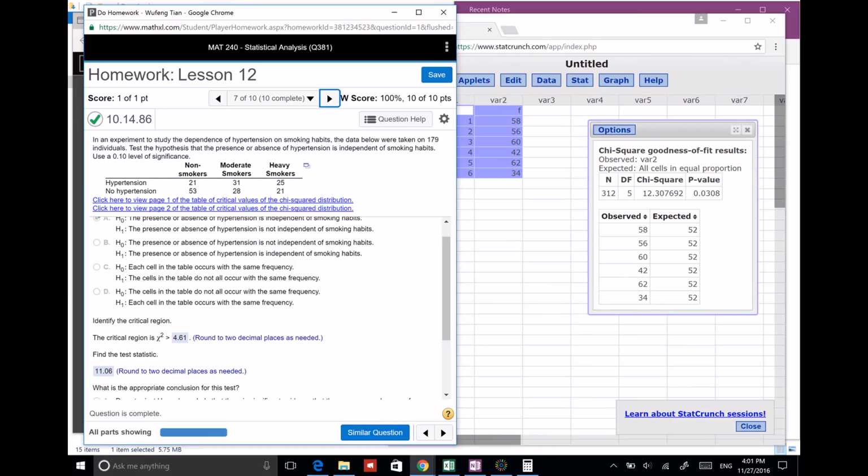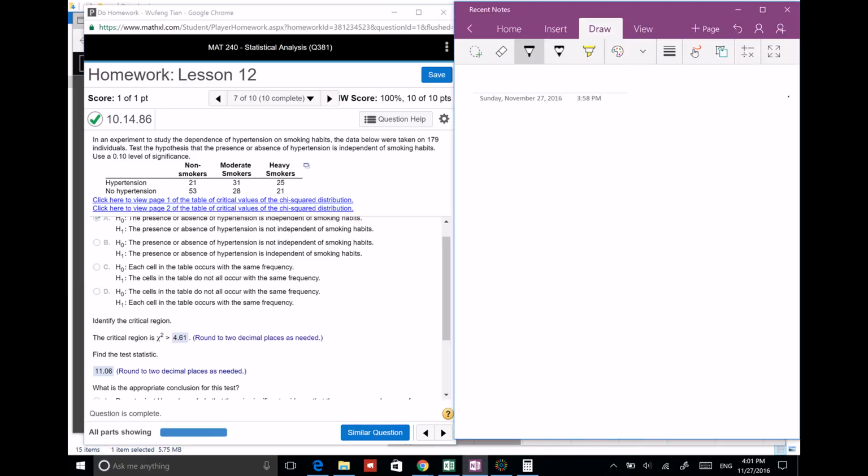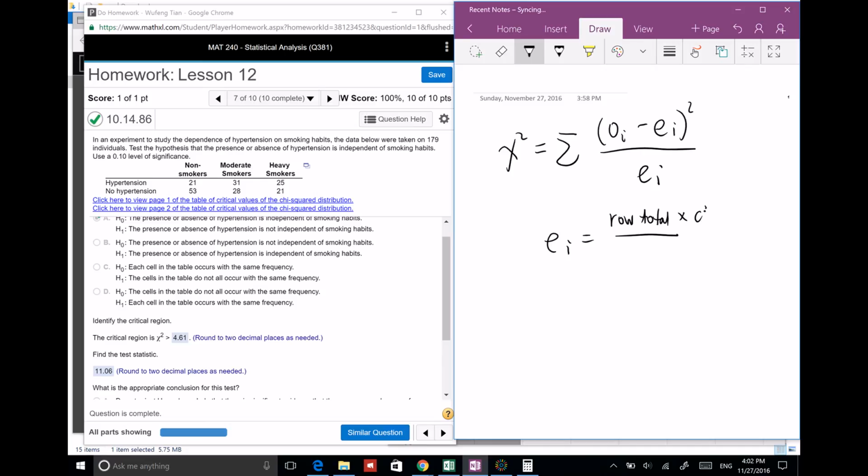Okay, problem 7 is a little bit different. I have not found a way to use StatCrunch to do it. So we have to use the formula: chi-square equals the sum of (OI minus EI) squared over EI, where observed minus EI, and EI equals row total times column total divided by grand total. Then plug it into this formula. That's what you need to find the chi-square.